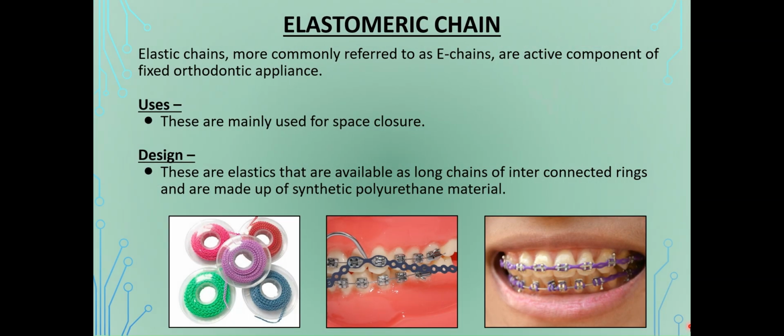Coming on to the elastomeric chain. These are also known as E-chains or elastic chains, are active component of fixed orthodontic appliance. Uses, these are mainly used for space closure. Design, these are elastics that are available as long chains of interconnected rings and are made up of synthetic material.